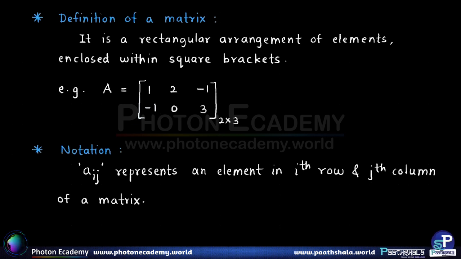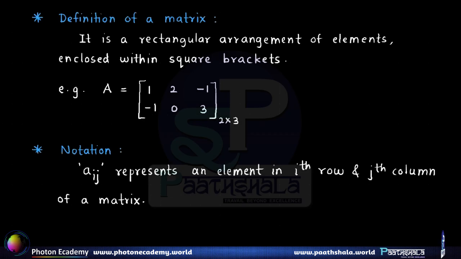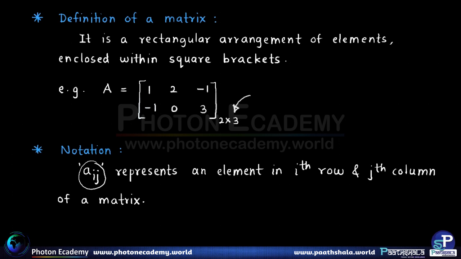Now here we can see that it is what is called a 2 by 3 matrix, that is, there are 2 rows and 3 columns. So this is called the order of the matrix, right? The row and column number is called the order of the matrix. Now as a notation, Aij represents an element of the matrix which comes in the ith row and jth column. So that is how we denote any general element of a matrix, right?